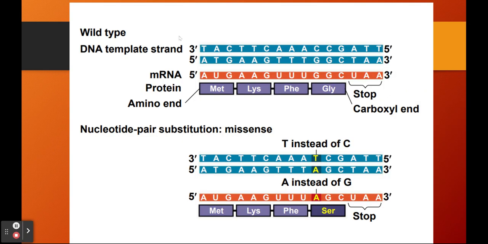All right, so here's an example. The top one is your normal. We should have glycine at the end here before our stop codon. But in this case, we're going to replace the C with a T. And what happens is we get a serine instead of a glycine. So we've just completely changed the amino acid.